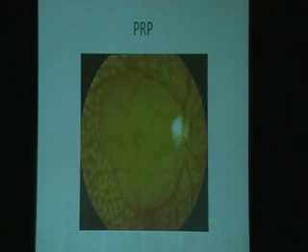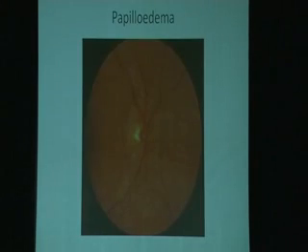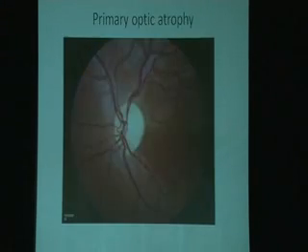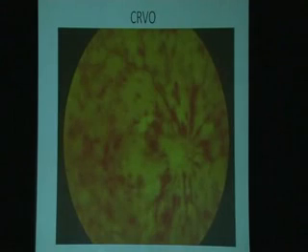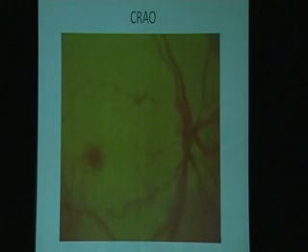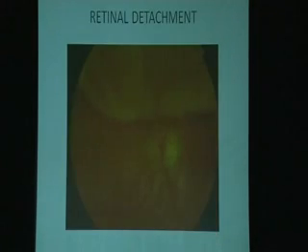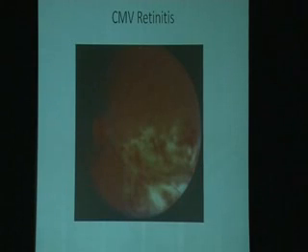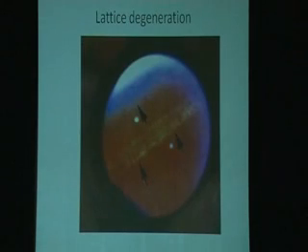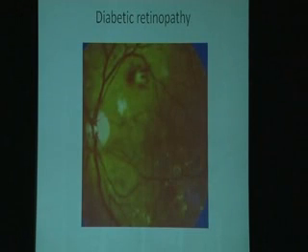So that's it for slides. I would like you all to look at the slides and revise it again. This is PRP. Very good. Papilloedema, primary optic atrophy, smokestack, hypertensive, splash sauce, CRAO. So what you can see here is cherry red spot and edema, RD, drusen, sauce and cheese, lattice, pre-proliferative DR. I hope you all are clear about what is what.